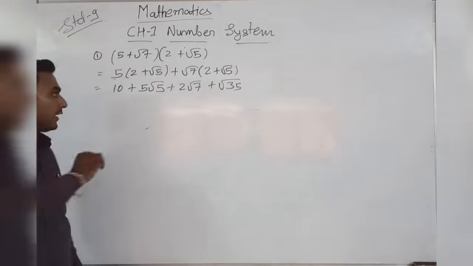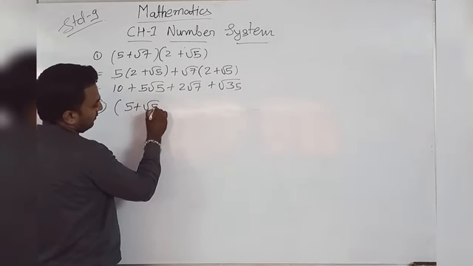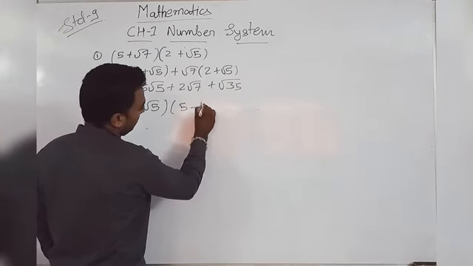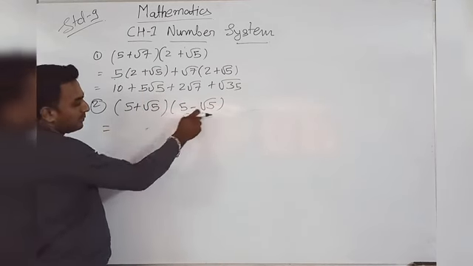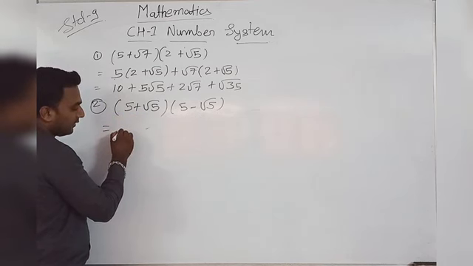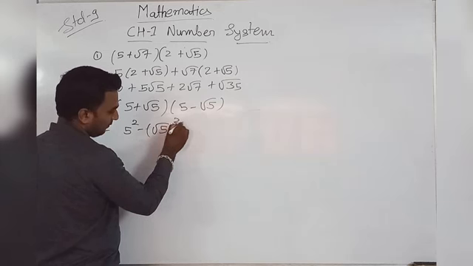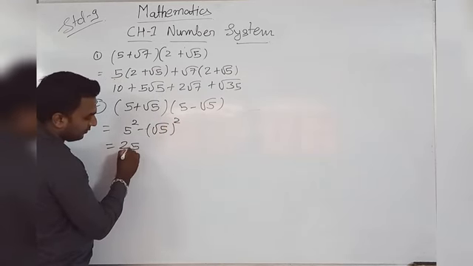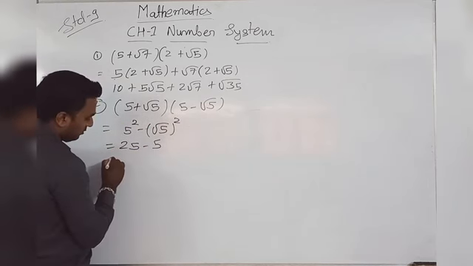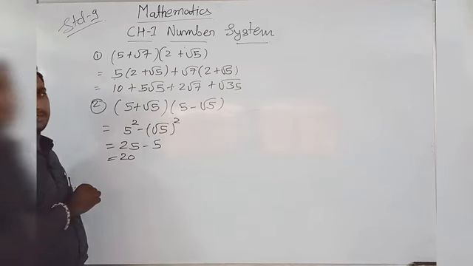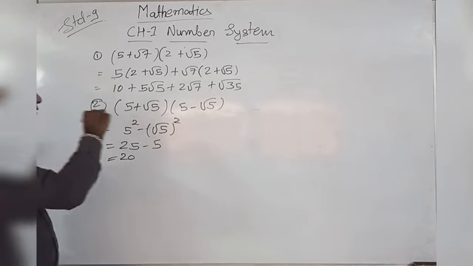Then next one is (5 plus root 5)(5 minus root 5). Then the answer will be, with a plus b, a minus b, a square minus b square, that is 5 square minus root 5 square. So 5 square is 25, minus root 5 square, root and square cancel, so 5. So answer will be 20. Clear?